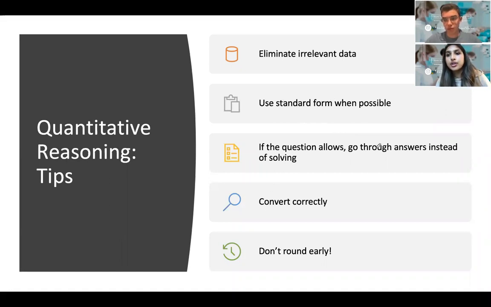If the question allows, go through answers instead of solving, okay? So the example I did there was a solving question because it can be quite hard, but if you go through the answers and you can see the measurements and you can make a rough estimate, a lot of the time that saves a lot of time. So just making sure that you know your multiplication, your times tables, so you can make rough estimates on what you think the best answer will be for quicker questions.